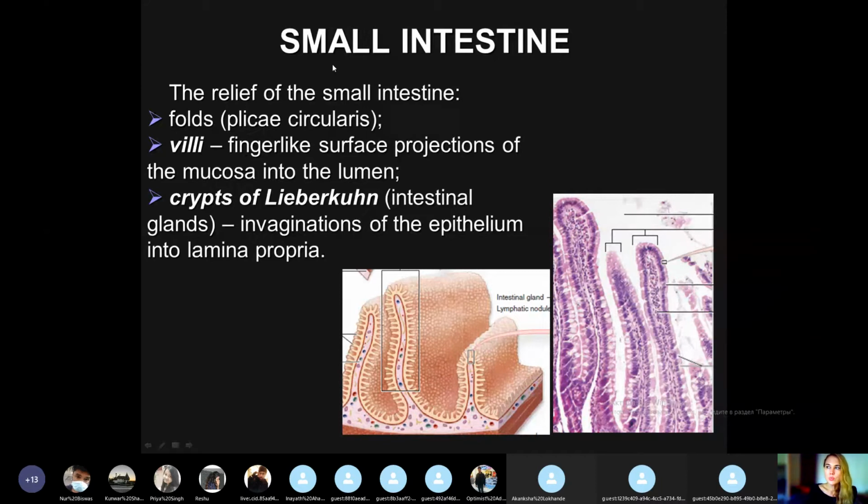Remember, in the stomach it was the gastric pits. Here we can find villi and intestinal crypts. For example, in the large intestine we will distinguish intestinal crypts, but villi are absent in the large intestine. This is why villi are typical for the small intestine only.